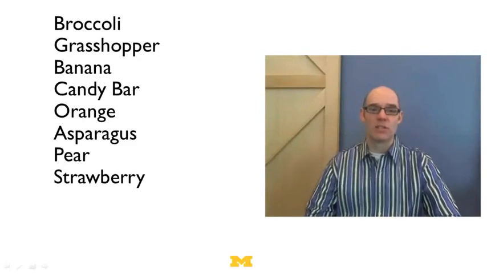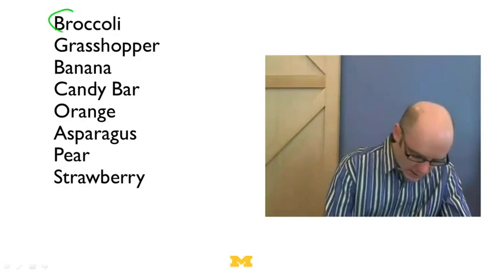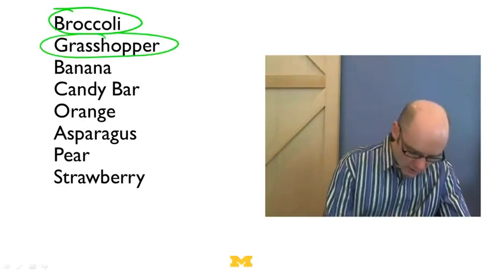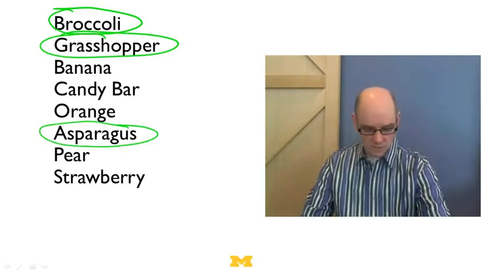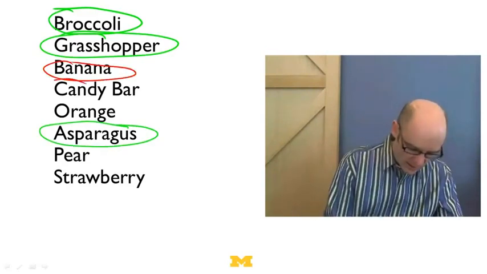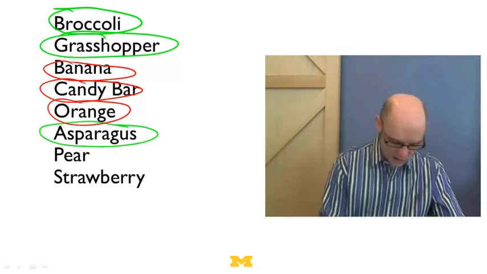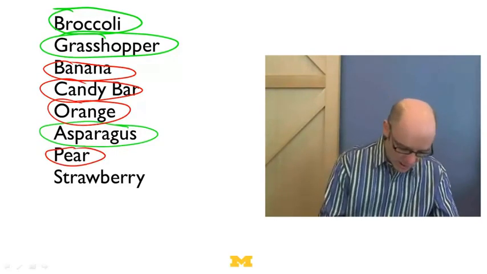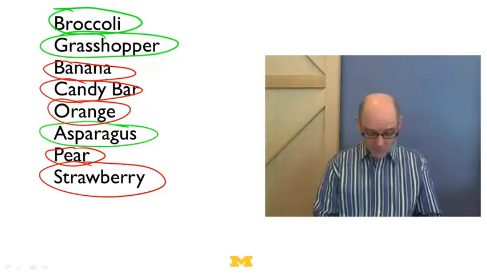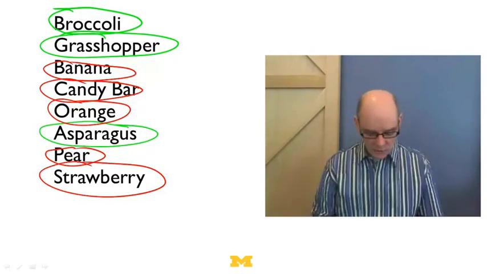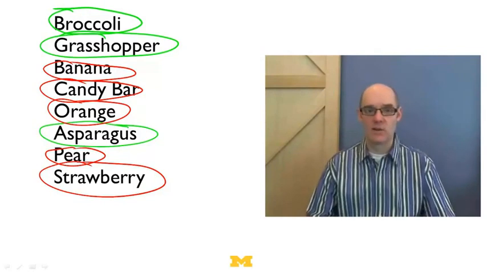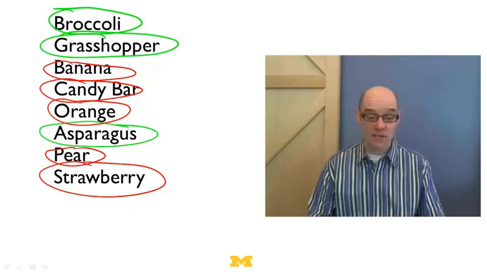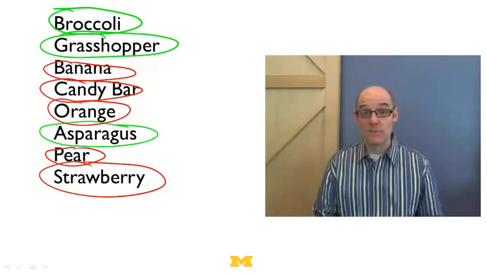Well, one sort of categorization you might use is the green categorization. So you might say, anything that's green, broccoli's green, a grasshopper's green, asparagus is green, all these things are green. Everything else, bananas, those are yellow, candy bars, brown, oranges, they're orange, pears can be green, but most of them are yellow, and strawberries, they're red. These other things aren't green. And so your rule could be, I'm going to eat anything that's not green, and I won't eat anything that's green. And so that rule will keep you safe from things like grasshoppers and asparagus. So that's a rule you might follow.